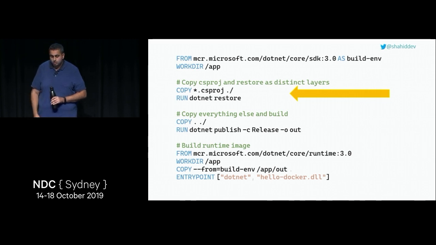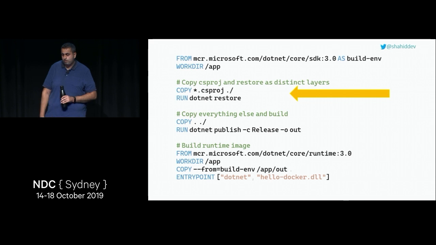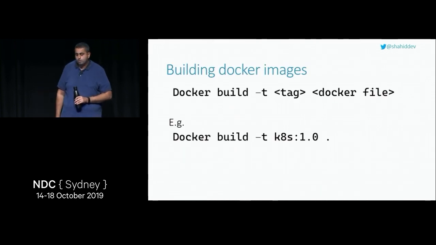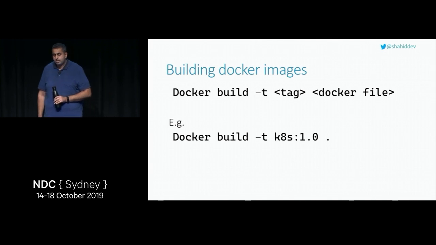So how do I build a Docker file? Well, once I have that Docker file, all I need to do is, in my command line, run docker build, with -t and give it a tag, and we'll talk about tags in a second. Then I point to the Docker file.